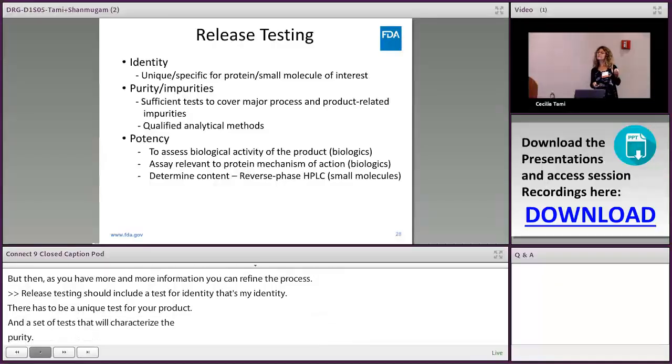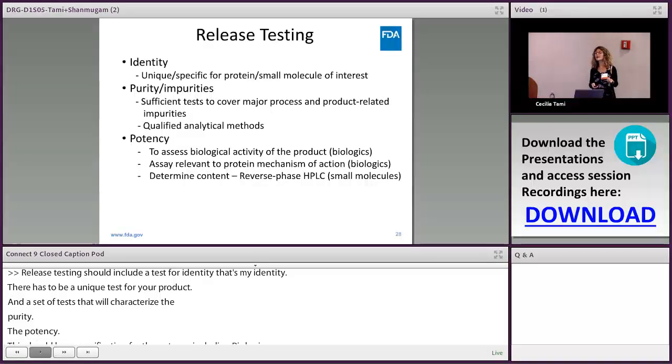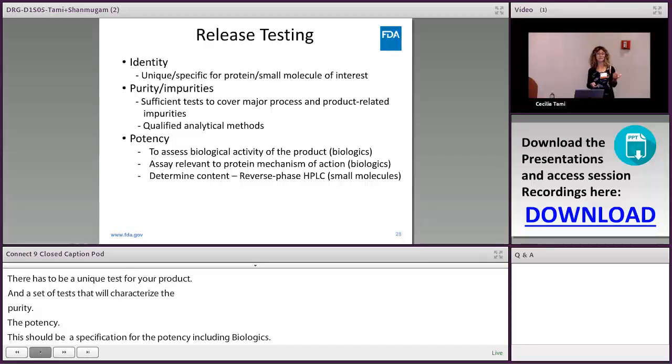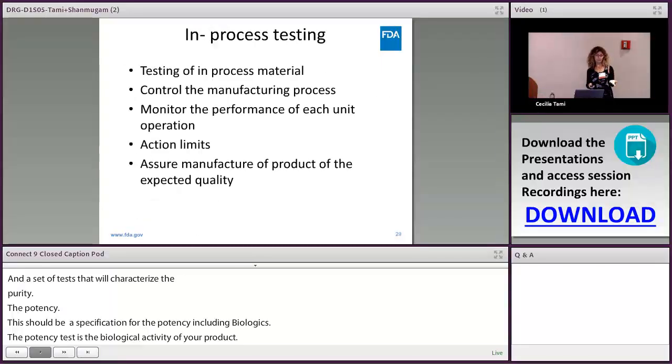Potency, there should be a specification for potency for biologics and for small molecules. In the case of biologics, the potency test is a test to assess the biological activity of your product and should be reflective of the mechanism of action of the product. In the case of small molecules, it is a determination of the content, and reverse phase HPLC is very generally used. Specification should test for quantity and for microbial safety.